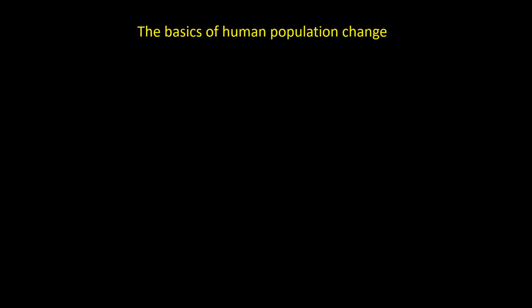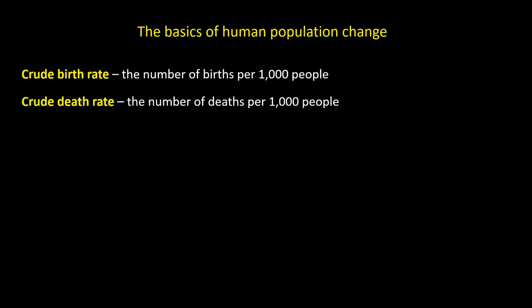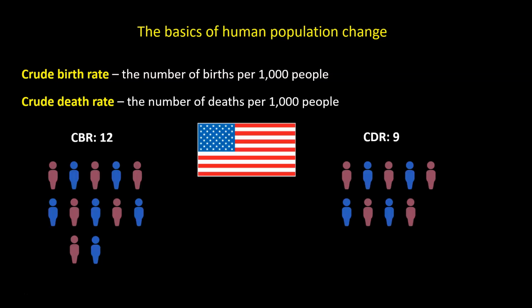The basics of global population change are fairly simple. When there are more births than deaths, human population increases. When there are more deaths than births, population decreases. Instead of using the total number of births and deaths per year, we use something called crude birth rate and crude death rate. These are the number of births or deaths per 1,000 people in a population per year. To give you an understanding of what a typical number for crude birth rate or crude death rate is, for the United States, the crude birth rate is 12, while the crude death rate is 9.